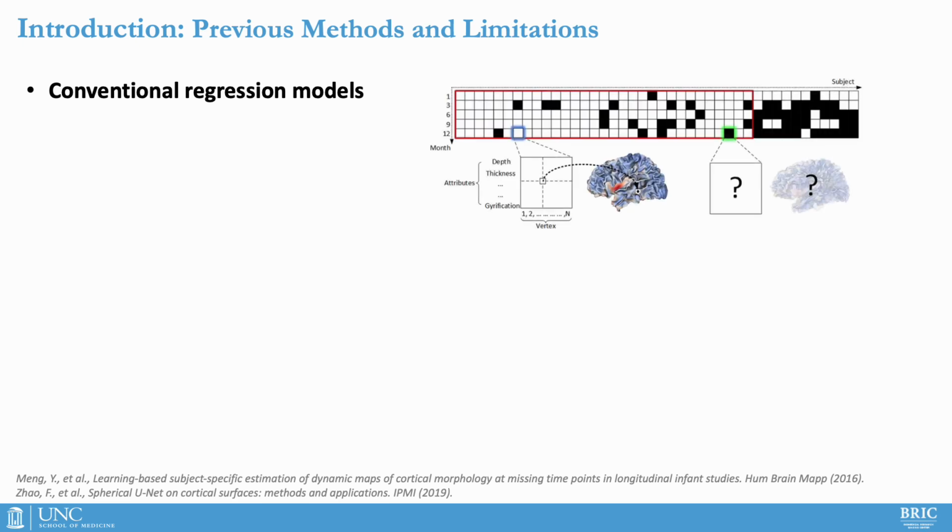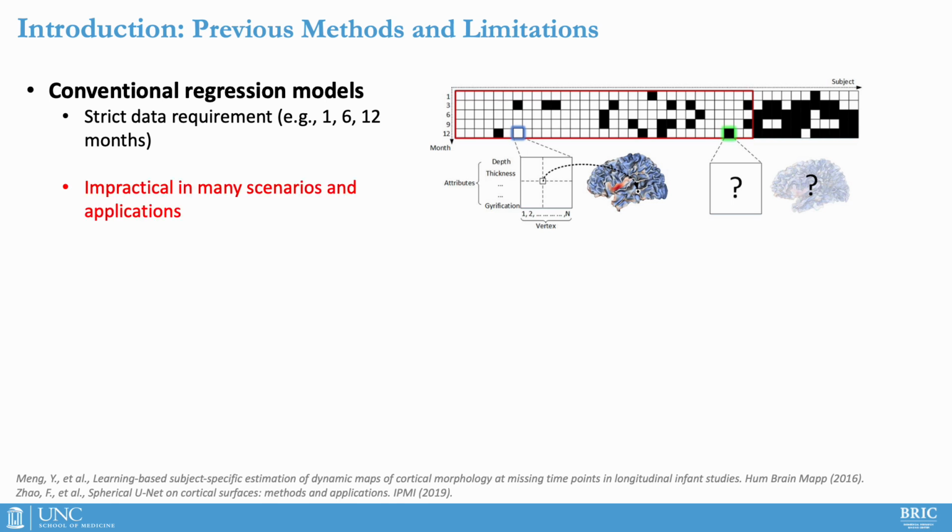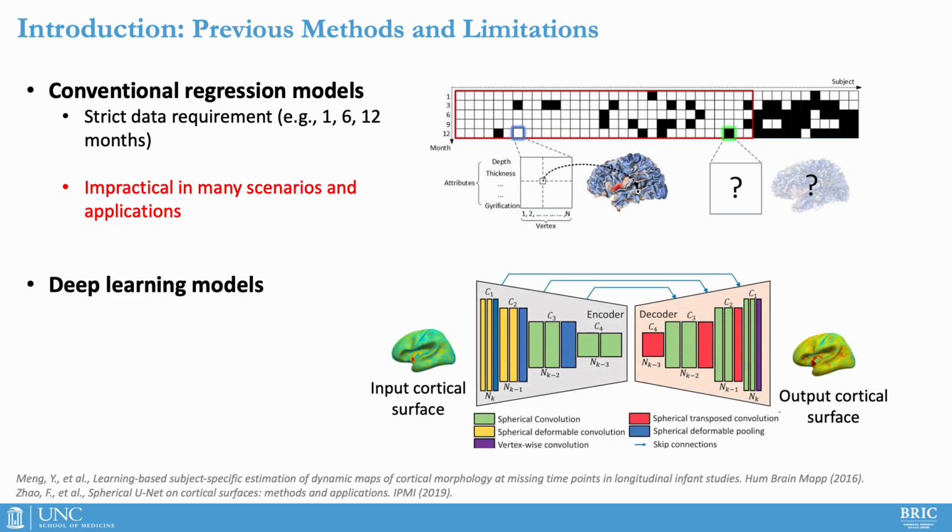Although many efforts have been proposed for individualized predictions, such as conventional regression models or deep learning methods, they have two major drawbacks. Regression models suffer from strict data requirements, which require data at specific ages, such as 6 or 9 months. However, predicting development at specific ages is impractical in many scenarios and applications. While some deep learning methods could flexibly predict development at multiple ages, they predict the missing data independently.